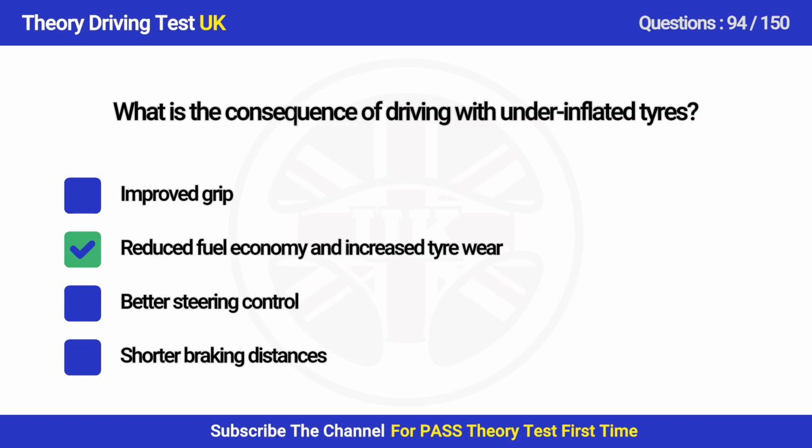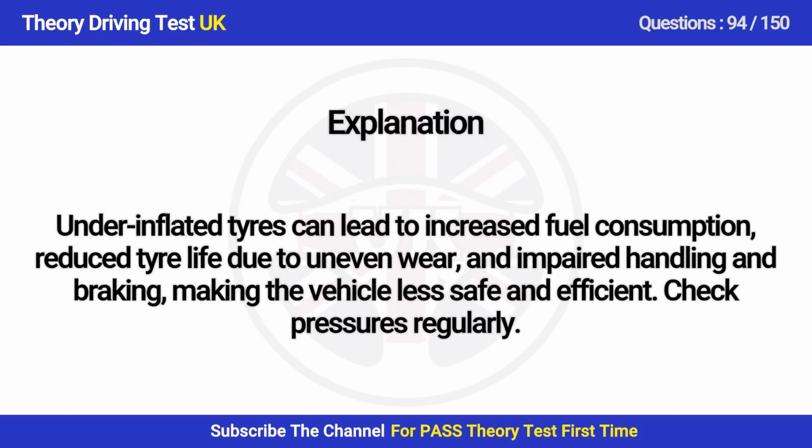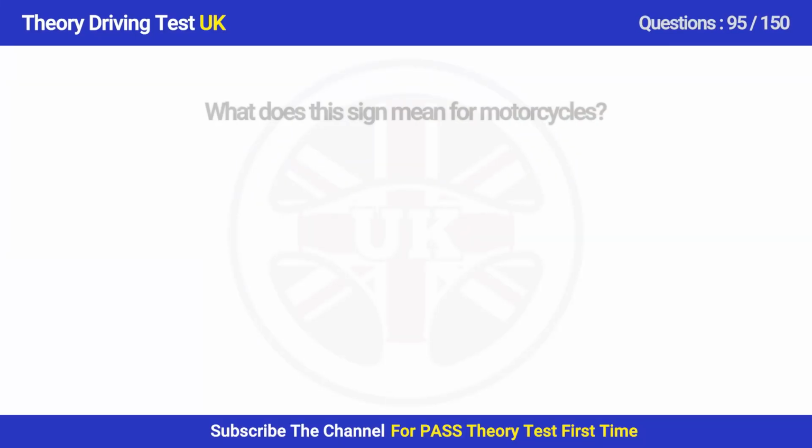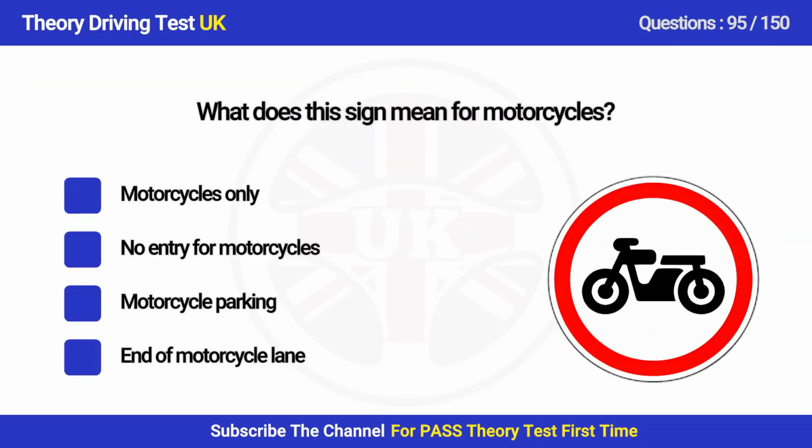Answer is B. Fuel economy and increased tire wear. Under-inflated tires can lead to increased fuel consumption, reduced tire life due to uneven wear, and impaired handling and braking, making the vehicle less safe and efficient. Check pressures regularly. Question 95. What does this sign mean for motorcycles?